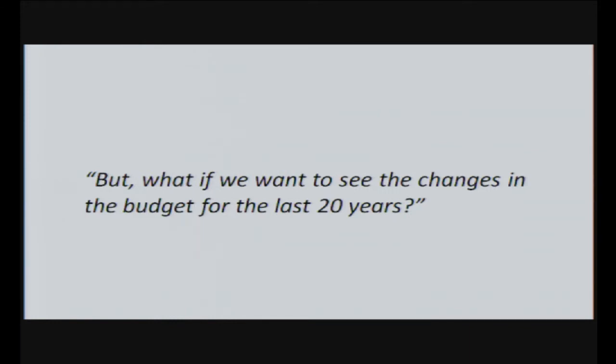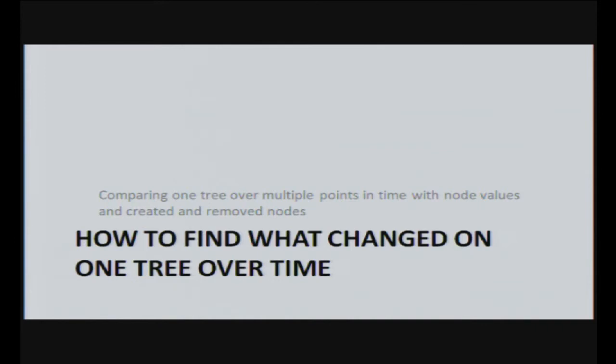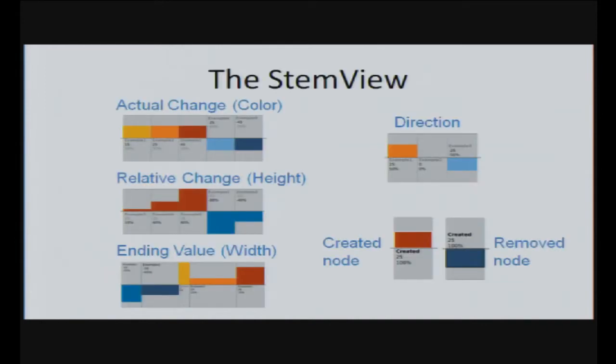But that wasn't enough. We wanted to be able to do more. We wanted to look at changes over long periods of time, divided up into various temporal segments. So maybe 1 year to the next year, or 1 quarter to the next quarter, or maybe the last 5 years to the next 5 years, or something like that. So we came up with this new visualization that we call the stem view.